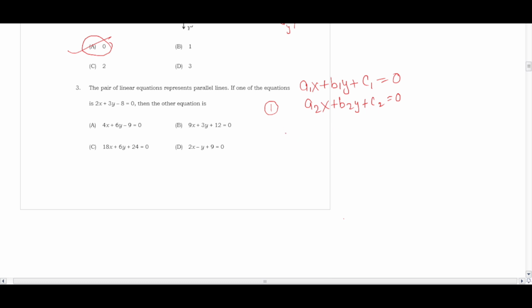There are three conditions. The first condition is a1 by a2 not equal to b1 by b2 not equal to c1 by c2. That time there is only one solution, or one intersecting point. You write here: one solution or one intersecting point.